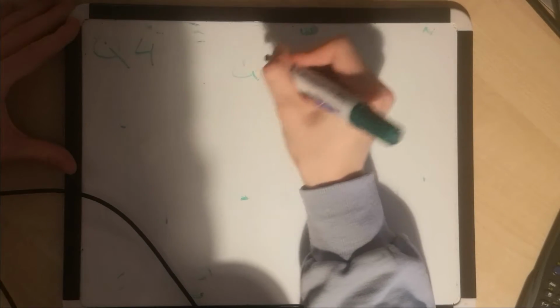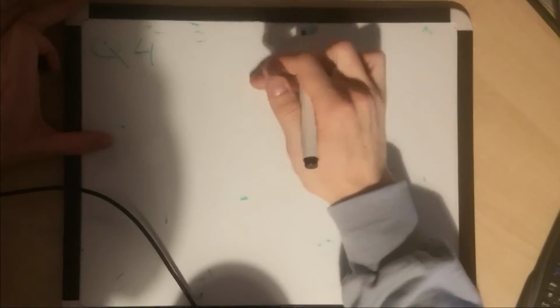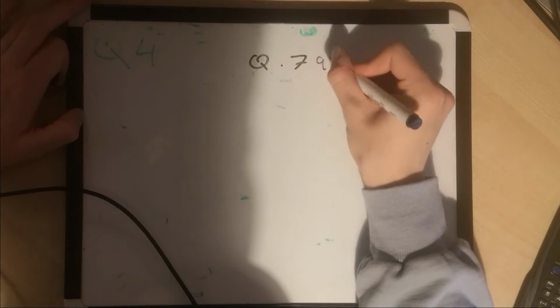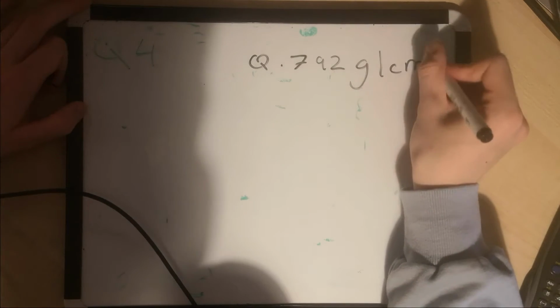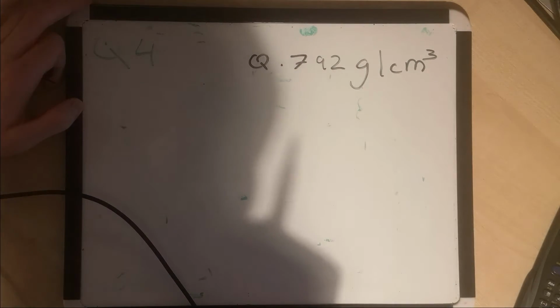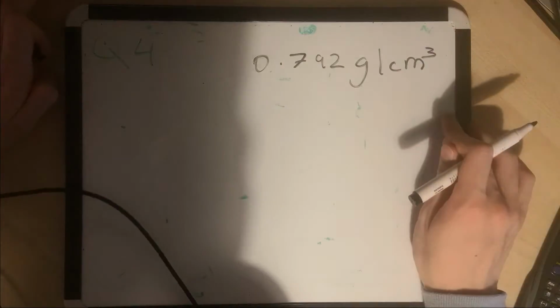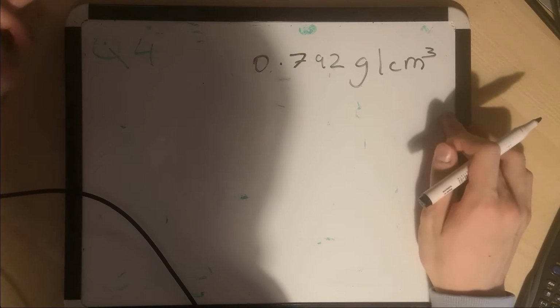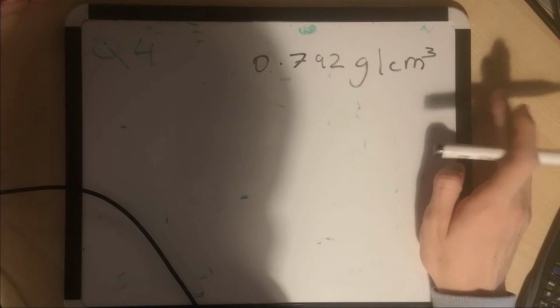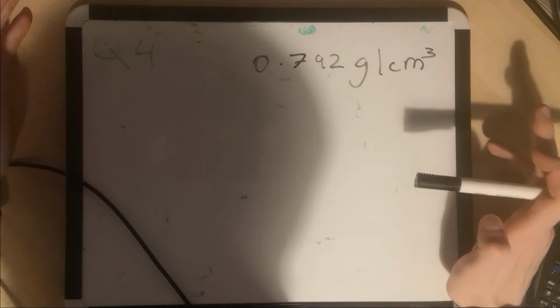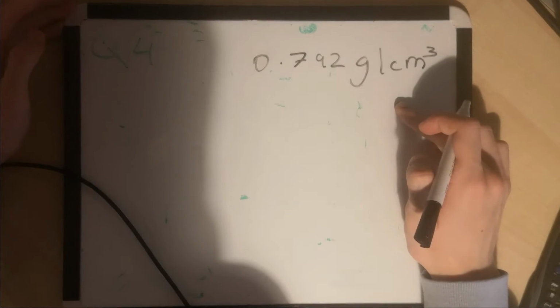First of all, before we even start the question, there are units that are not in SI units, which will be an issue for us. We have 0.792 grams per centimeter cubed. These aren't SI units, and generally when you're computing, you want to use SI units. Sometimes you'll be fine, but other times you may run into issues. Converting this to SI units is pretty simple.